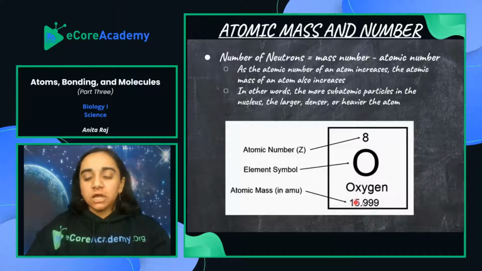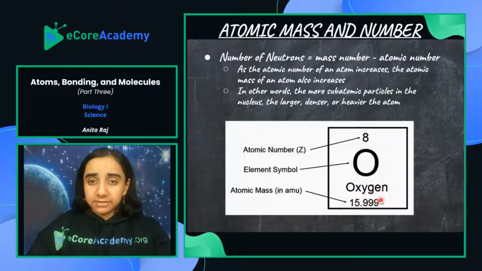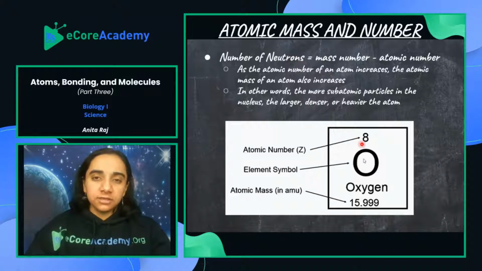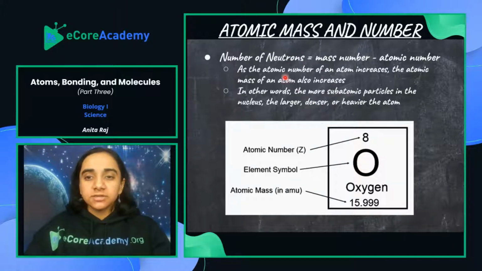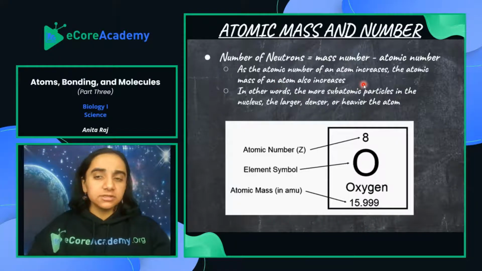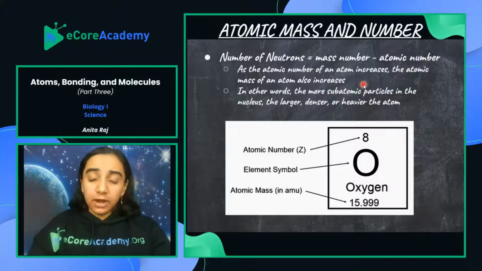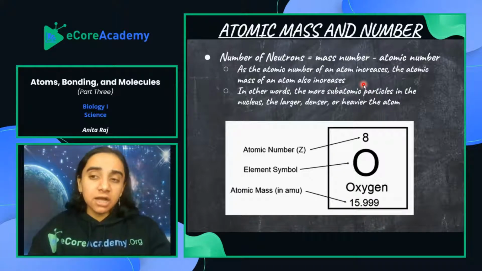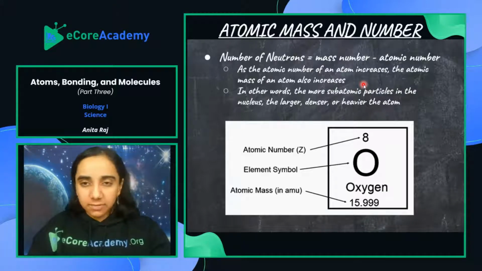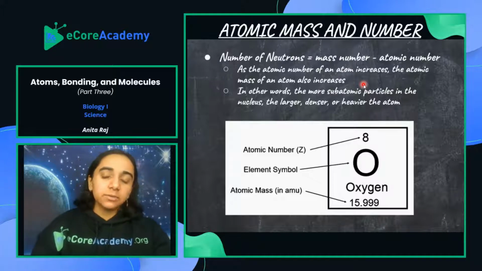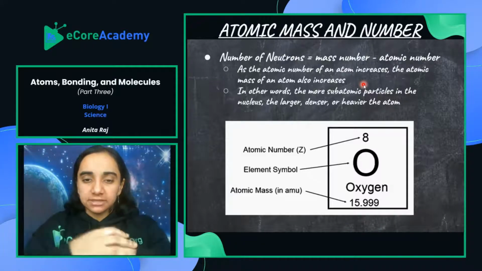So in this case, if we rounded 15.999 up to 16 and we subtracted 8 from that, we can say that the amount of neutrons in the atom is 8 neutrons. So as the atomic number of an atom increases, the atomic mass of an atom also increases. For example, if we're adding more protons and neutrons, obviously the atomic number will increase as well because the amount of protons is going to increase. So they have a relationship in which they will increase together.